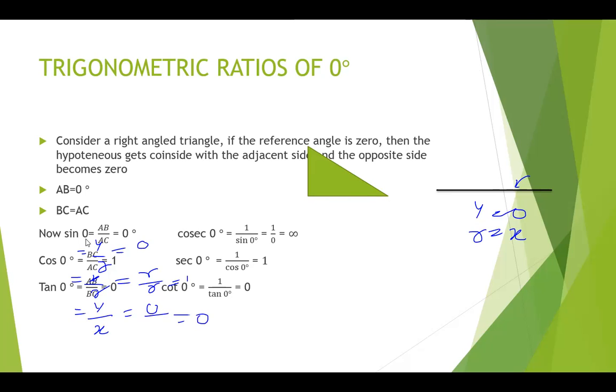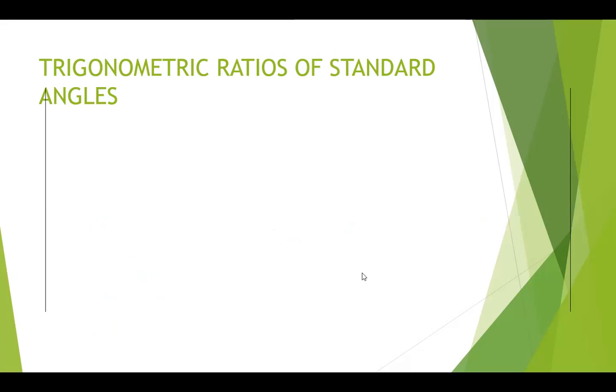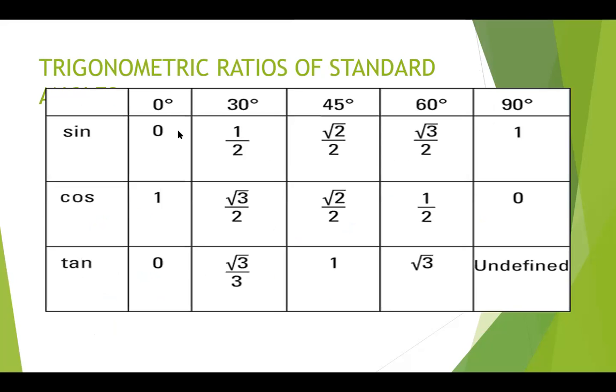Their respective reciprocals: cosec 0 is the reciprocal of sine 0. It is 1 divided by sine 0 means 1 by 0. It is not defined. Sec 0, 1 upon cos 0. You know cos 0 is 1. So sec 0 is also 1. Tan 0 is 0. Cot 0 is the reciprocal of tan 0. We have 1 divided by tan 0, which is 1 by 0, means cot 0 I am going to write as not defined. Now, I write all these ratios in a box, in a table.